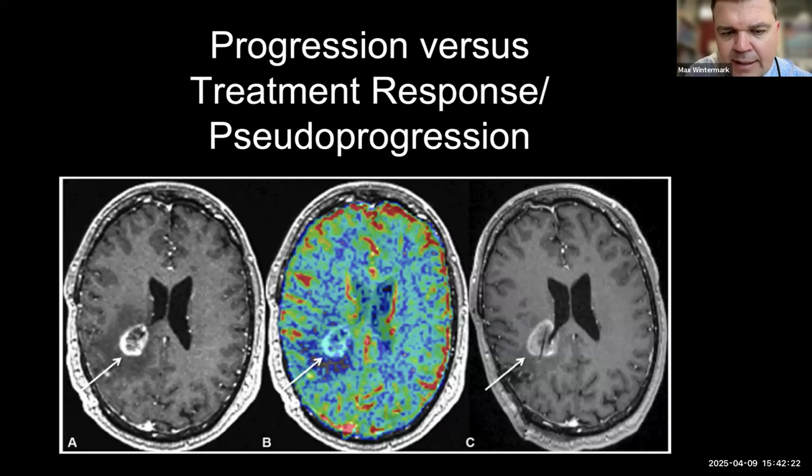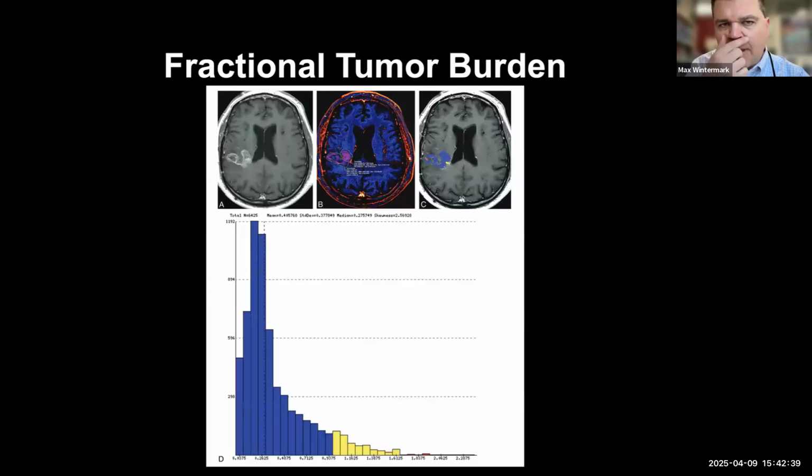And here again, another example, and again, same kind of finding, where you have this abnormal enhancement, but it doesn't look like the blood volume is increased, suggesting again that we're dealing with treatment response and pseudo progression. And there are now tools available out there where you can basically try to quantify that.